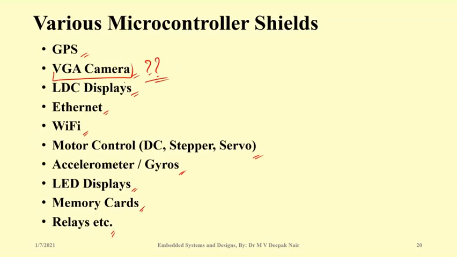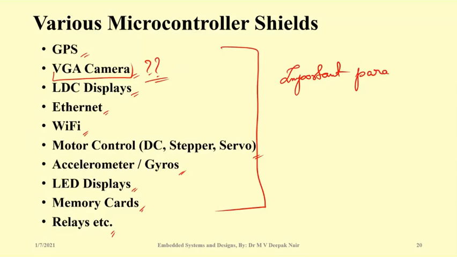I would recommend you to do one thing. Remember these things. Go and briefly study at least one or two pages related to these things. What are the important parameters related to these technologies or these shields? Important parameters of these particular things.